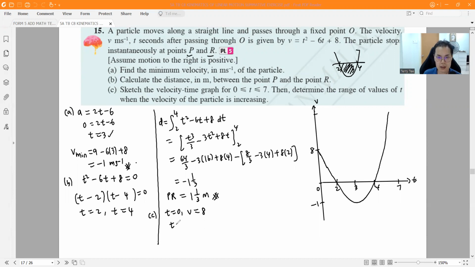Also, when t equals 7, what's your v? Let's put 7 inside. 7 squared, 49. 6 times 7, 42. 49 minus 42 is, sorry, 7. 7 plus 8, you get 15. So this is 15 here, right? All the way. I don't have to draw all this dotted line. Oh, my graph is done.